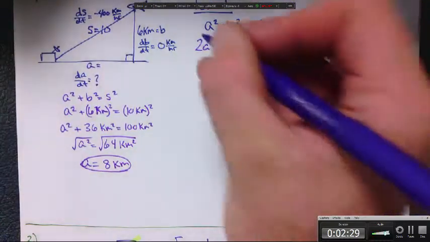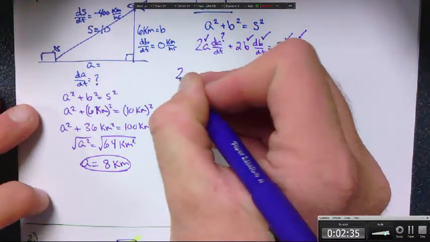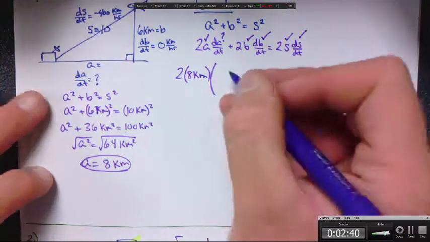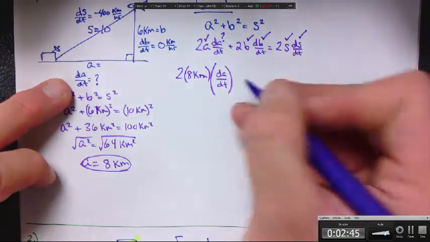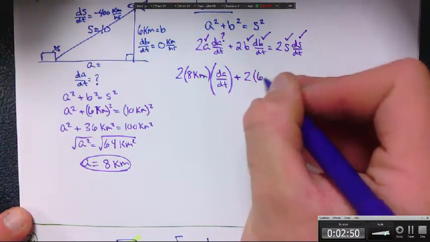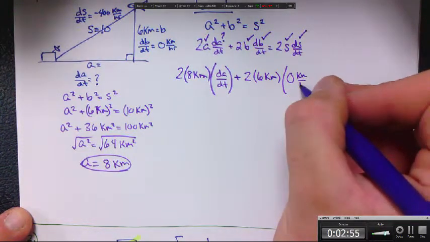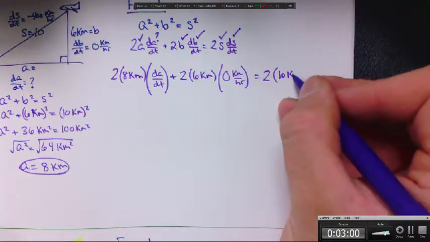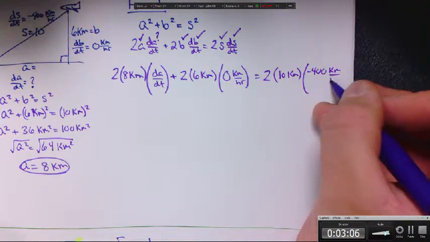Okay, so now we have enough information to fill in this formula. So we just go through and fill it in. 2 times 8 kilometers times, well, we don't know what dA/dt is, so we're just going to leave it as dA/dt. Plus 2 times b, which is 6 kilometers, times 0 kilometers per hour, equals 2 times s, which is 10 kilometers, times ds/dt, which is negative 400 kilometers per hour.